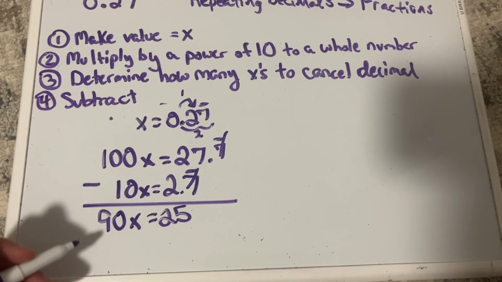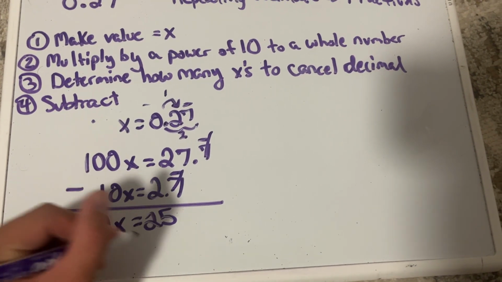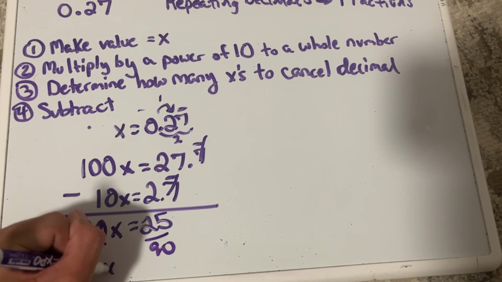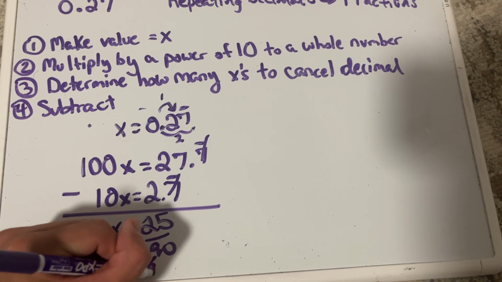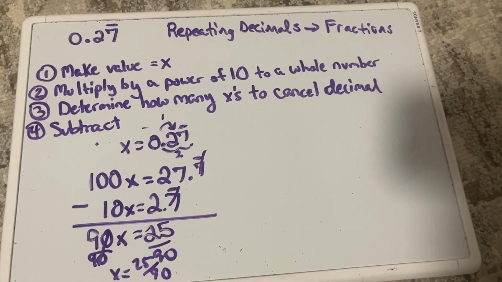Now I'm going to solve for x, divide by 90. They cancel out. So x is equal to 25 over 90. And we can check this on a calculator.